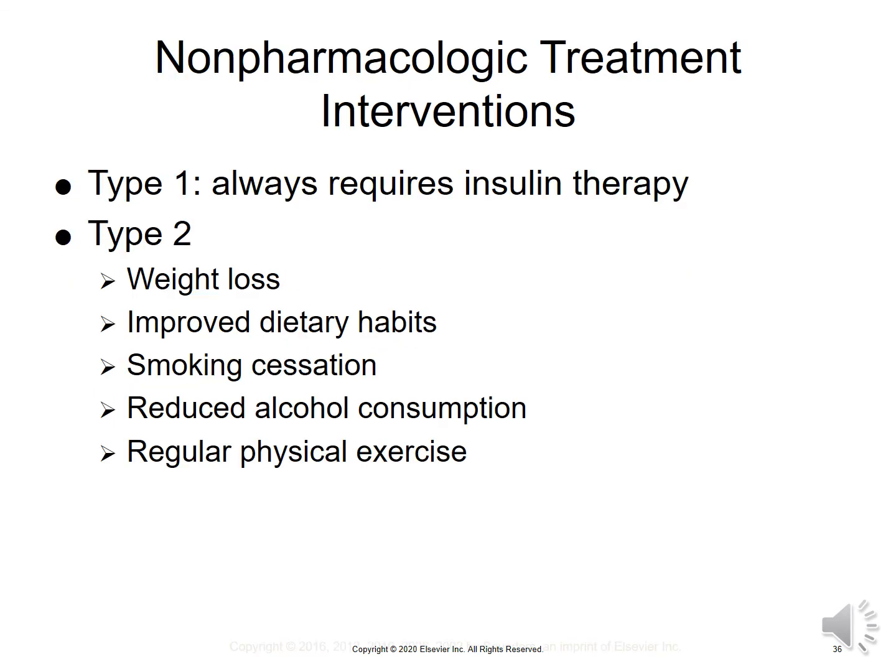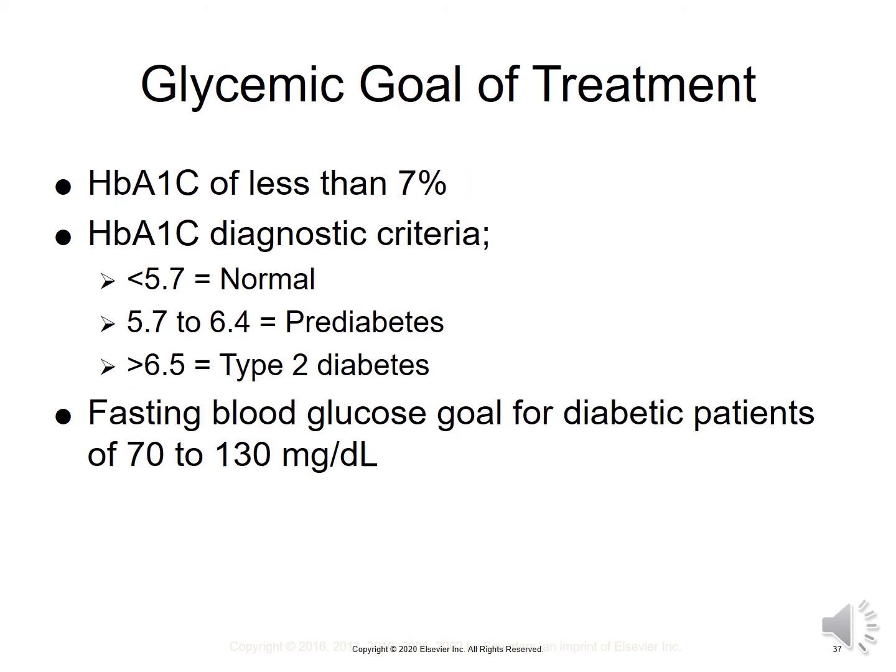Type 1 always requires insulin because they don't make any. Type 2, however, there are some non-pharmacologic treatment interventions that can help, like weight loss, improved dietary habits, smoking cessation, reduced alcohol consumption, and regular physical exercise.